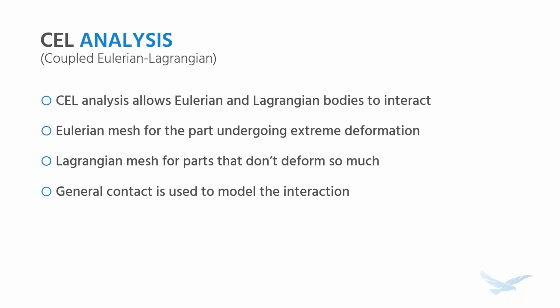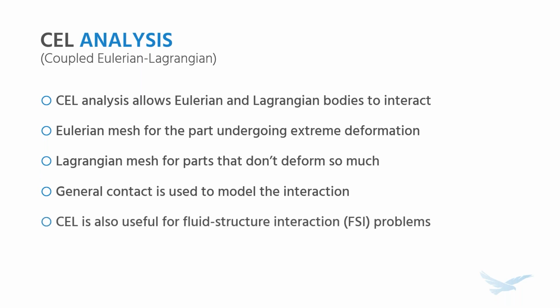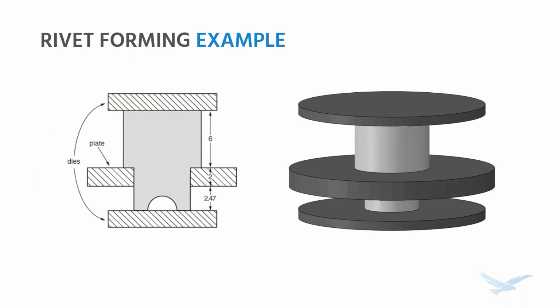This CEL technique is really useful for these extreme deformation cases where we've got solids that are changing shape, but it also gets used a lot for fluid structure interaction problems, as we can take the Eulerian mesh and use that to represent gases or liquids too. We'll explore this CEL technique a little bit further by looking at this rivet forming example.